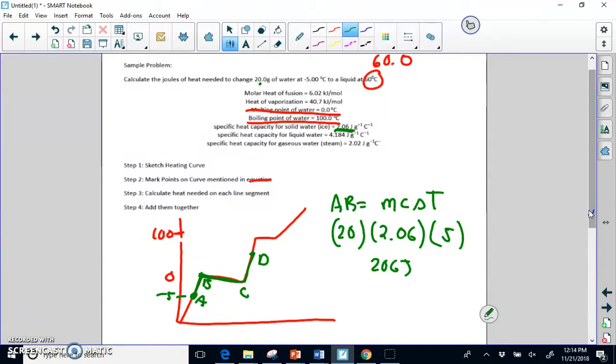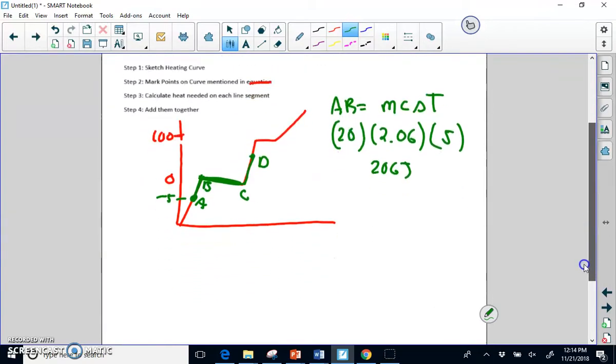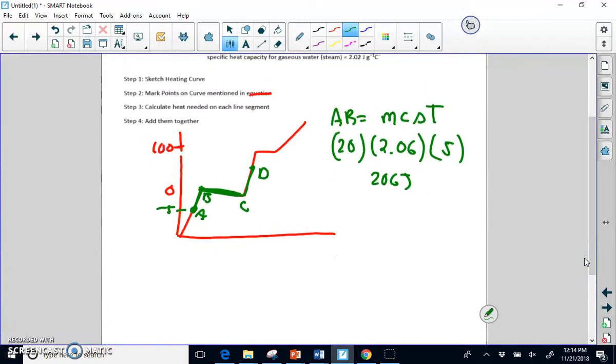This is when it's turning into a liquid, but you'll notice the heat of fusion is given in kilojoules per mole, and our specific heat is given in joules per gram. So we need to convert the heat of fusion to joules per gram. We want to match our specific heat. I'm actually going to scroll down and do this down here. So this is line segment BC. I just have to go back up and look because I forgot.